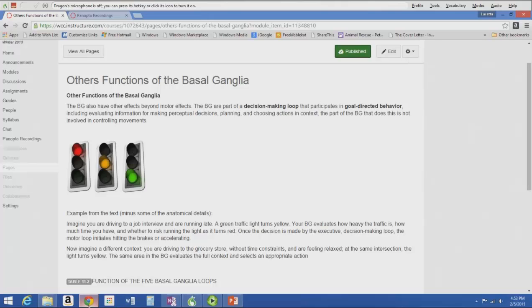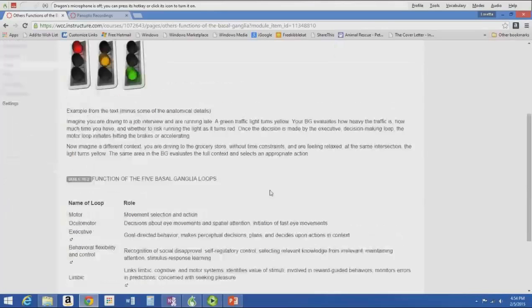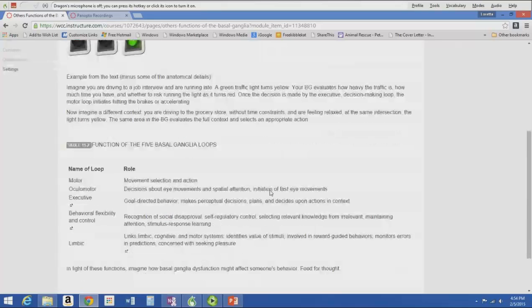In the other part of the example, you're driving to the grocery store, you've got all the time in the world, it's your day off, you're feeling relaxed, you're at the same intersection, the light turns yellow, and the same area in the basal ganglia evaluates the whole context of the situation and selects the appropriate action. So it's a big part of our decision making, and if it's not functioning properly, of course in the therapy world we're talking about movement and movement therapy a lot, but this comes into it as well.